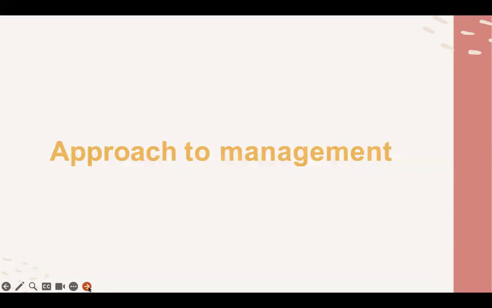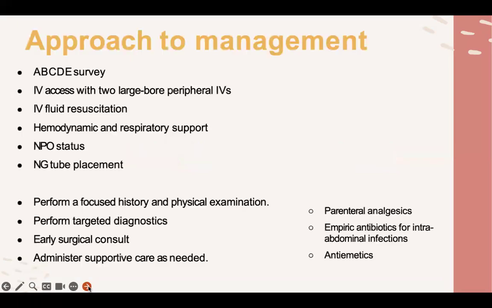So we have seen the epidemiology and etiological profile. Then let us see how to approach a case when it presents to the emergency room. Initially, when a child presents to the emergency room with abdominal pain or acute abdomen, we first need to assess the ABCD survey, primary survey, and secondary survey, and stabilize the child. This is followed by secondary and tertiary evaluation, like focused history, examination, and targeted diagnostics, with early involvement of surgical consultation, and supportive care needs to be started.